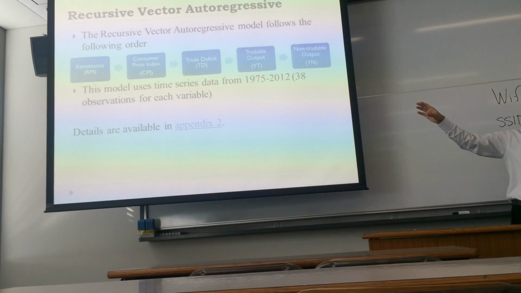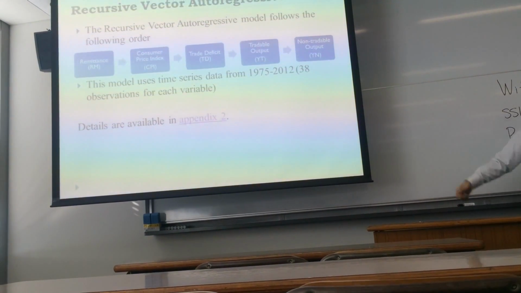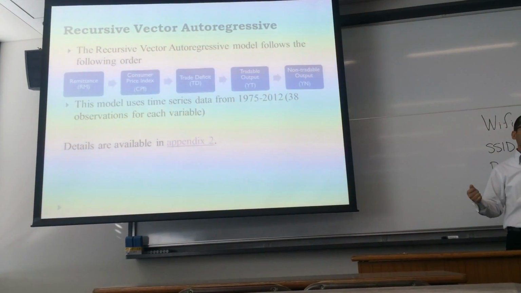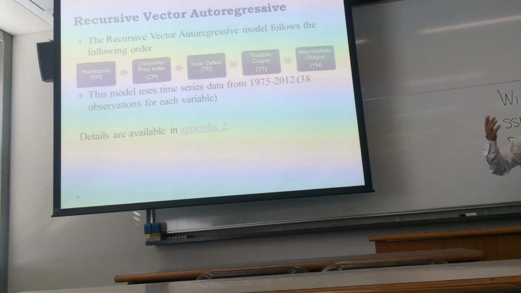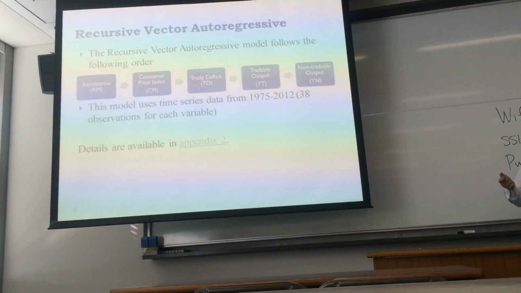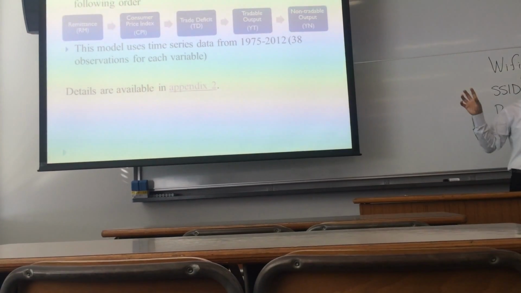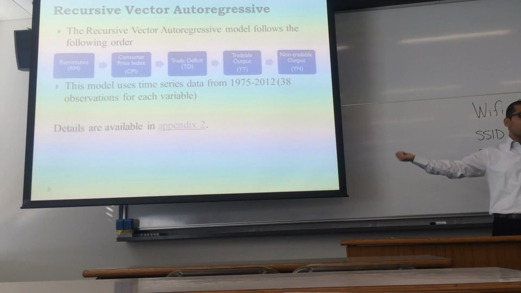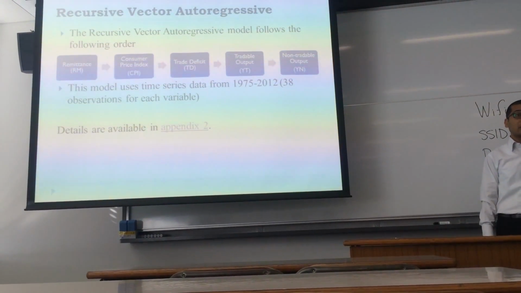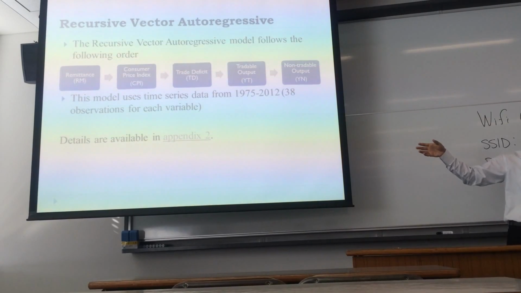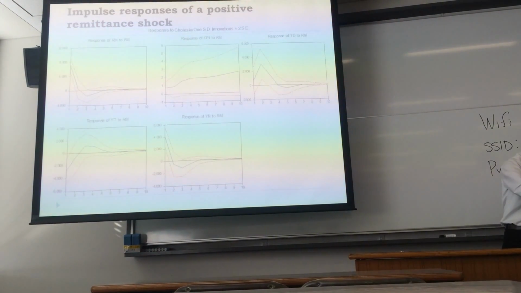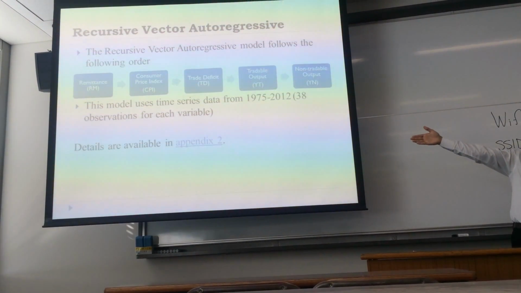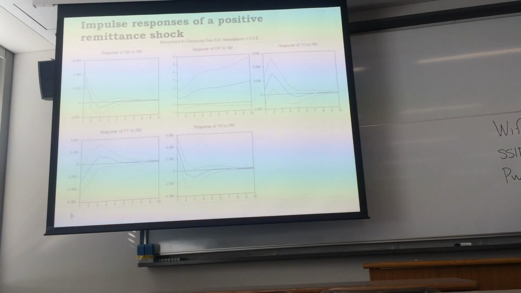And I choose this order. Remittance affects the price level, which is represented by CPI. If CPI gets higher, that means if there is inflation, more imports will happen, so that affects the trade deficit. If the trade deficit increases, that means the contraction of the tradable goods, and eventually the contraction of the tradable goods means the expansion of the non-tradable goods. That kind of thing I conceptualize and express as a recursive VAR model. The detail of that is included in appendix 2. You can have a look at that.